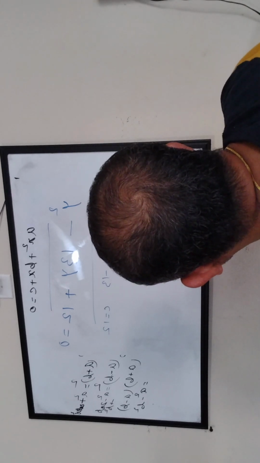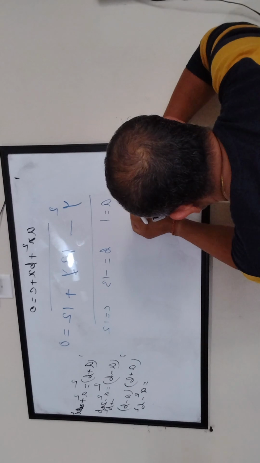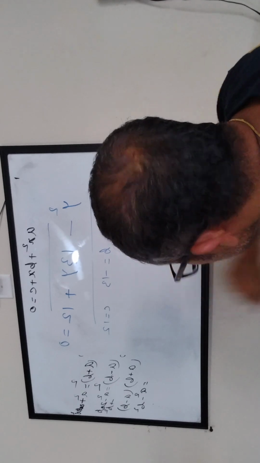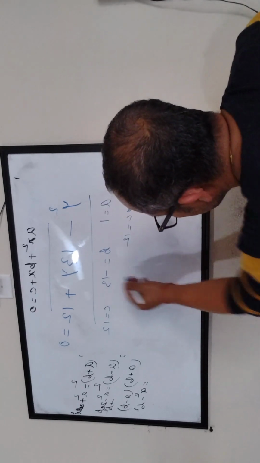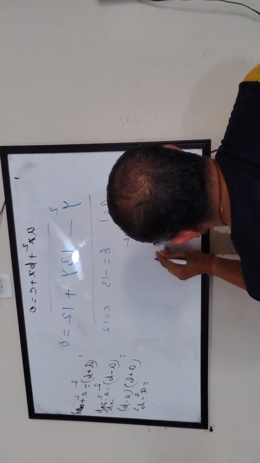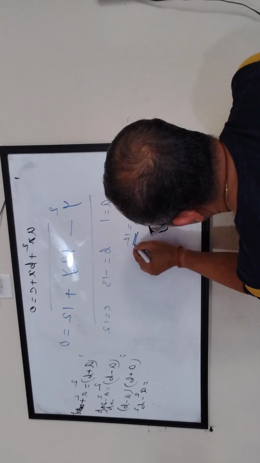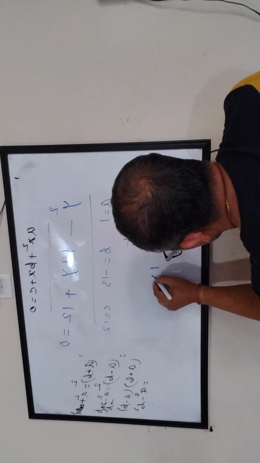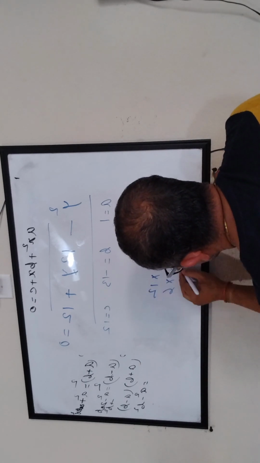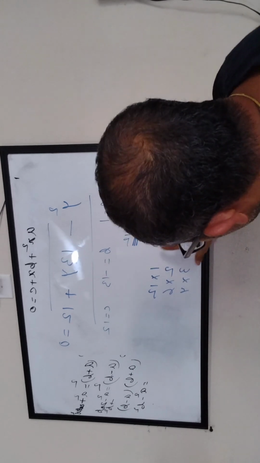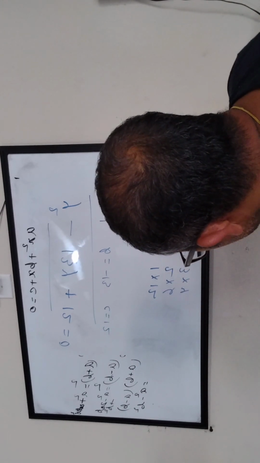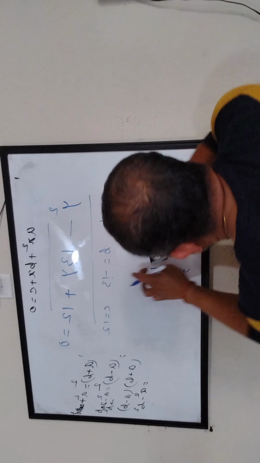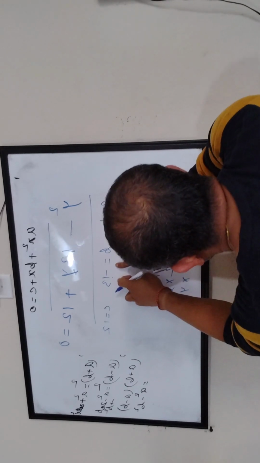Here, if I multiply A and C, what do I get? A into C gives me 12. Now the deal is, how do I break B into two parts whose product is 12? Let's look at the factors of 12: 1 into 12, 2 into 6, 3 into 4. Between these combinations, which combination gives me 13? Very obvious, this one. If I break this into 12 and 1, my job is done.